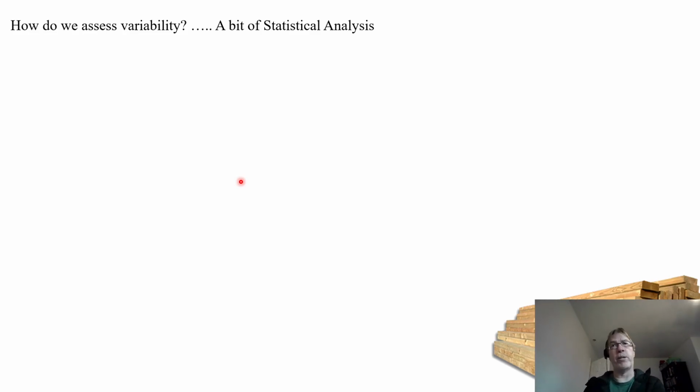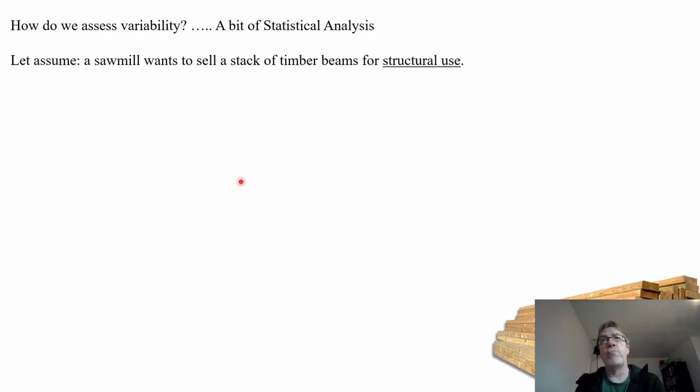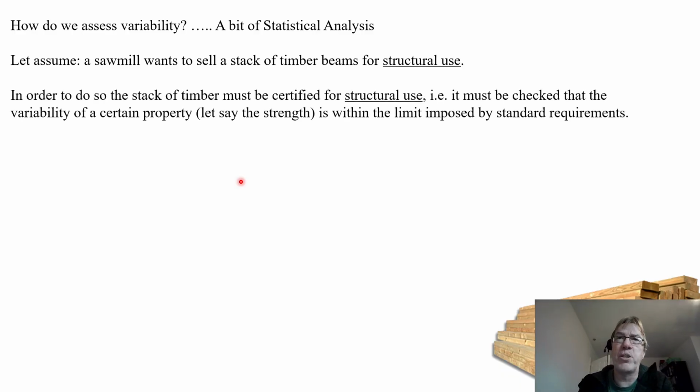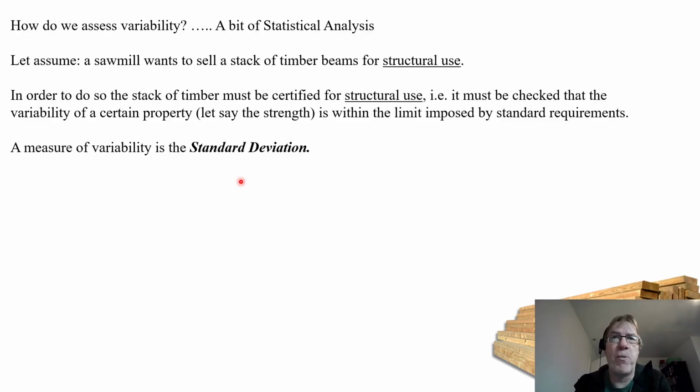How do we assess variability? Using a bit of statistical analysis. Let's assume a sawmill wants to sell a stack of timber beams for structural use. In order to do so, the stack of timber must be certified for structural use. It must be checked that its variability of a certain property, let's say strength in this scenario, is within the limit imposed by the standards required. A measurement of variability is the standard deviation. You'll have seen this before, I'm sure.